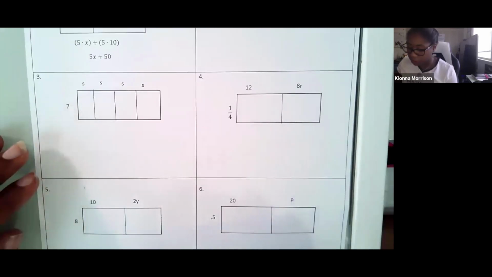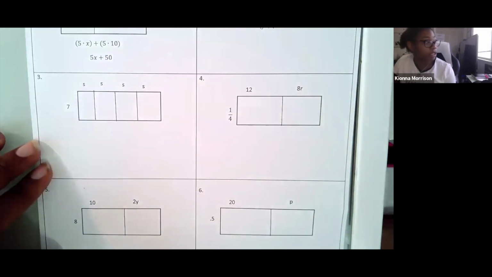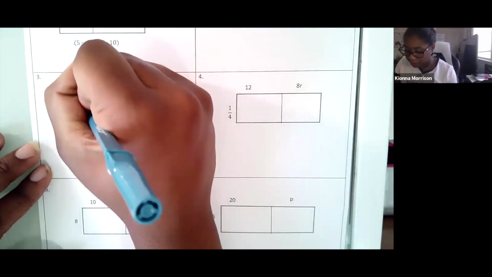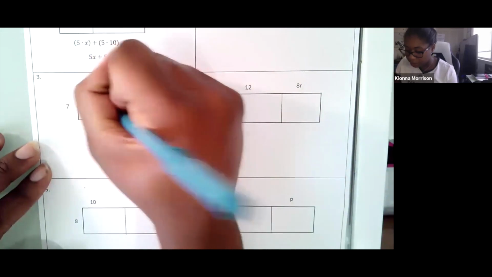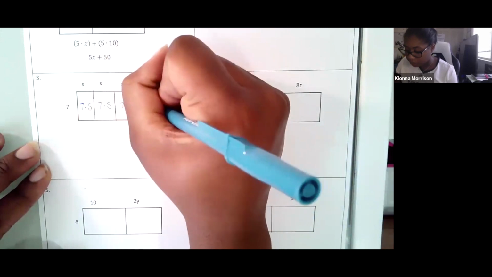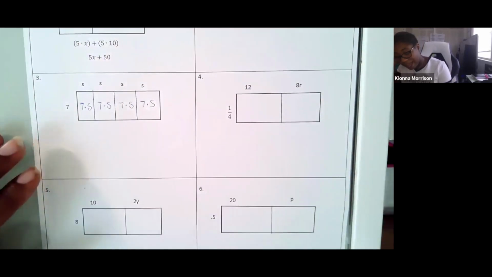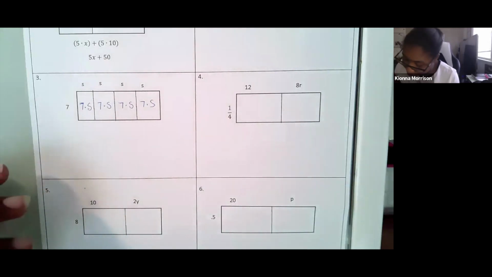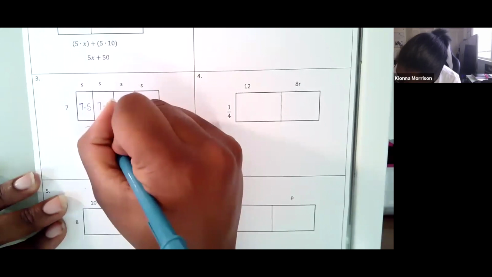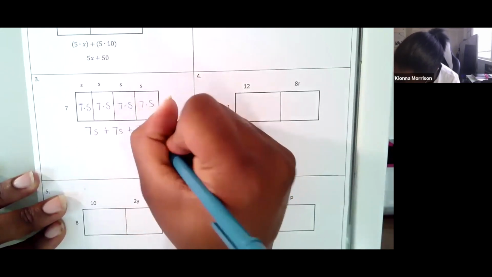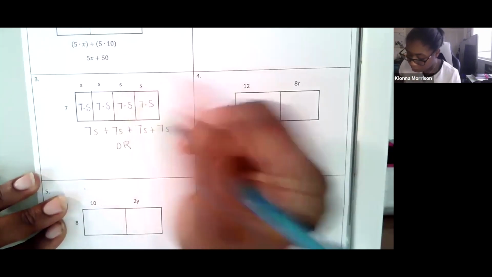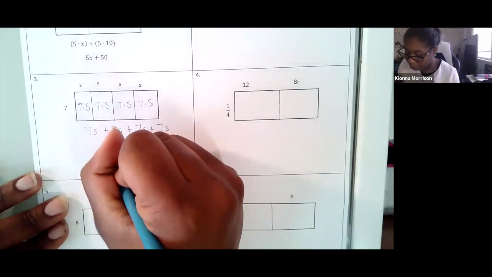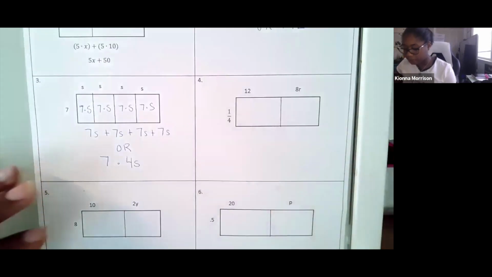Now I'll look down at question 3. I have 4 sections in my rectangle, and I see my length is 7 and my width is s. So I'll have 7 times s, four times. I can write it as repeated addition, 7s plus 7s plus 7s plus 7s. Or I can look up top and see how many s's I have. 1, 2, 3, 4. Or I can have 7 times 4s.